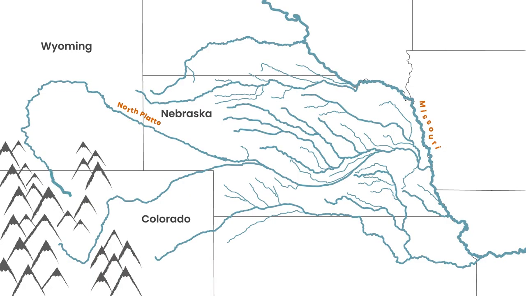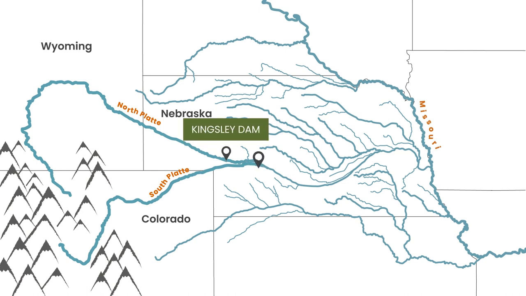The Platte River arises out of the mountains in Colorado and Wyoming. The South Platte comes out of Colorado and into the southwest part of Nebraska and meets the North Platte River near the town of North Platte. The North Platte and the South Platte are joined and become the Platte River that flows on across the rest of Nebraska.